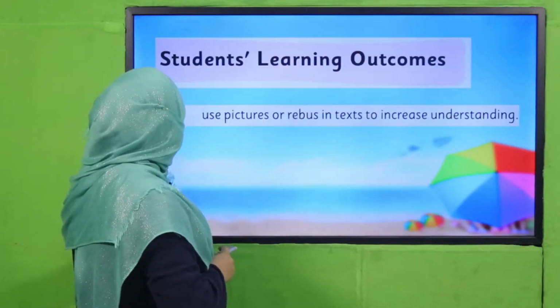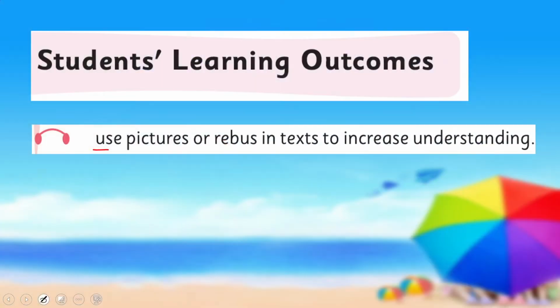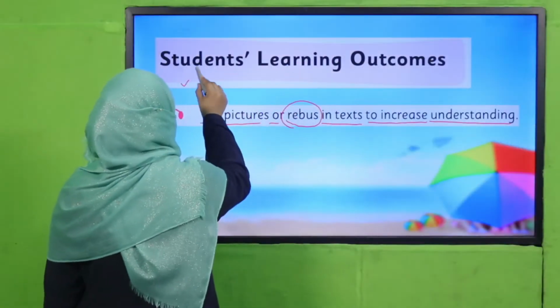And our SLO for today is to use pictures or rebus in text to increase understanding. This is our today's SLO.